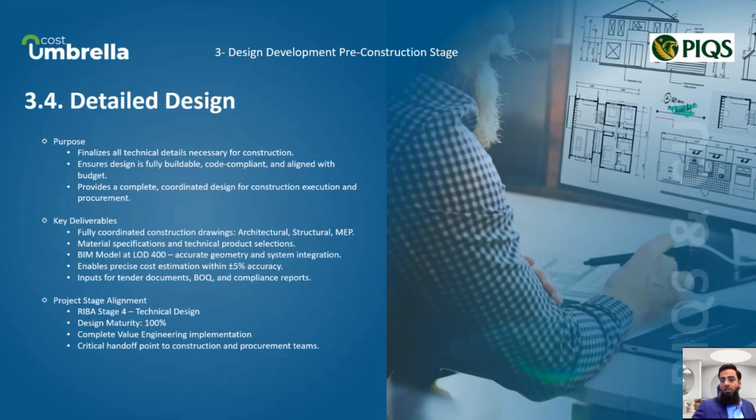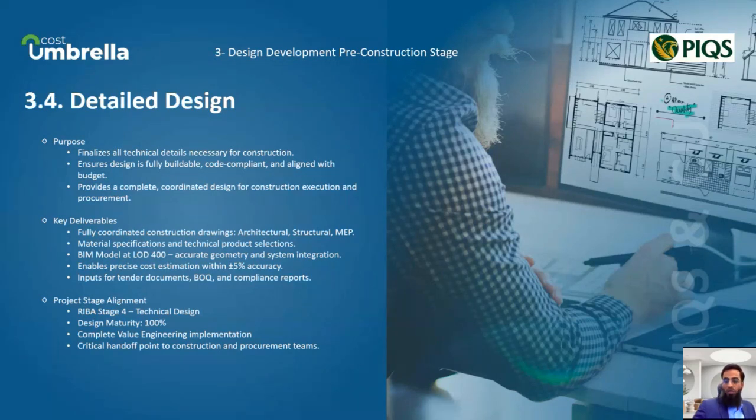The next and last stage in this phase is detailed design. The detailed design stage is where the project reaches full technical maturity. Here, the coordinated design from the schematic phase is developed into complete construction-ready documents. Every element, from floor finish and wall assembly to HVAC duct routes and electrical paneling, is clearly defined in this stage. This includes material specification, component detail, and system capacities.